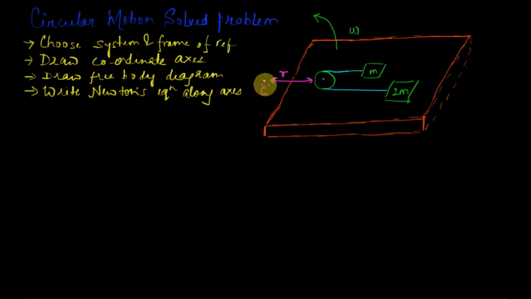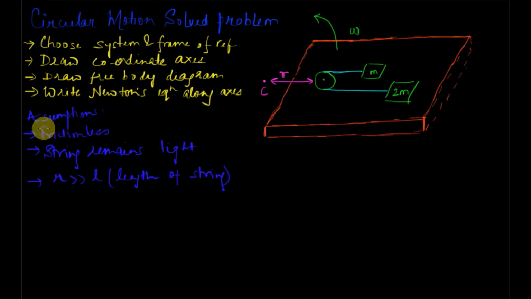This point C about which this entire setup is rotating is at a distance of small r from the center of the pulley. The problem is to find out the acceleration of this object of mass 2m with respect to the table. Now there are three assumptions in this problem.